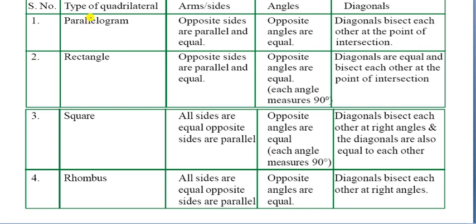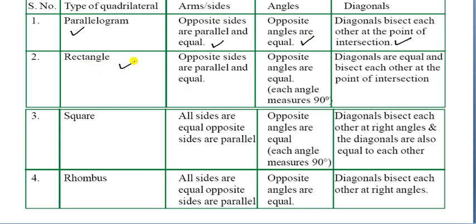So it is a table and some conclusions are here. First one is the parallelogram. What is a parallelogram? Opposite sides are parallel and equal. In this parallelogram, opposite angles are also equal, and the diagonals bisect each other at the point of intersection.